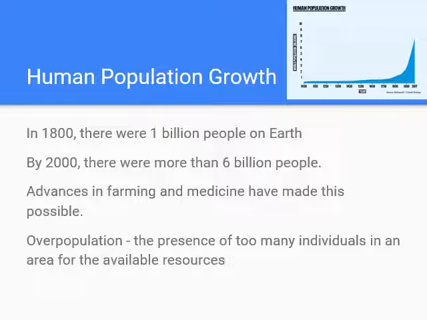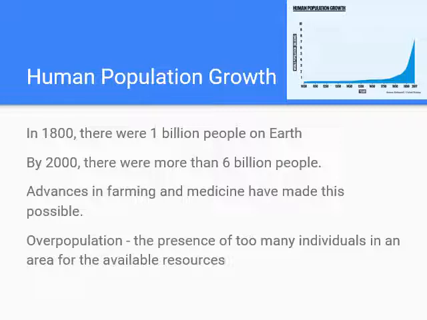In 1800, there were 1 billion people on Earth, and 200 years later, there are more than 6 billion people on Earth. So advances in farming and medicine have made this possible. We are now able to feed more people, and people are able to live longer. So more and more people are staying alive on our planet.